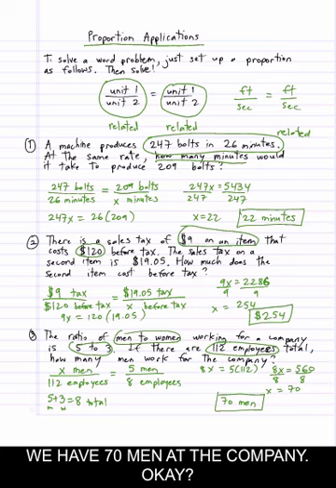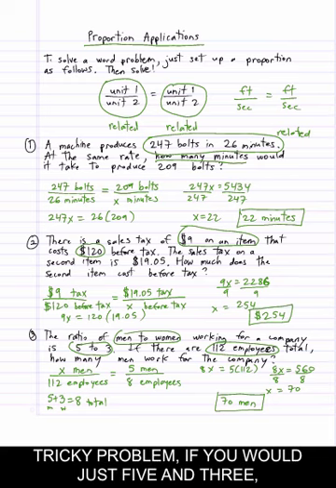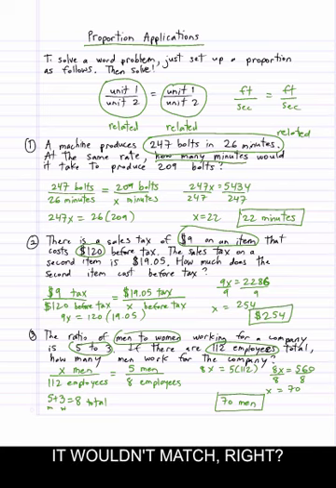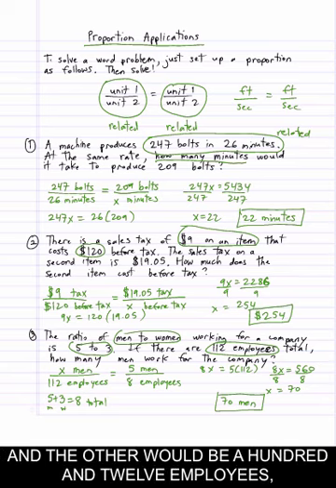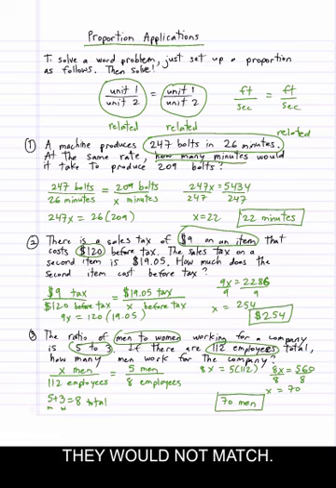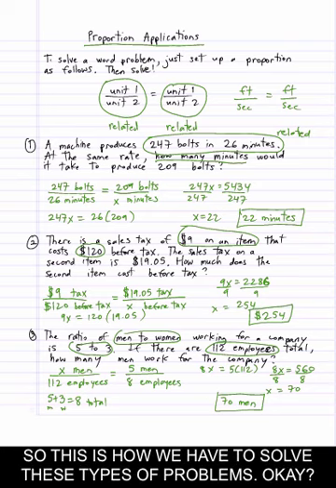Okay. Tricky problem. If you had just put 5 and 3, it wouldn't match, right? Because one would be 3 women, the other would be 112 employees. They would not match. So this is how we have to solve these types of problems.